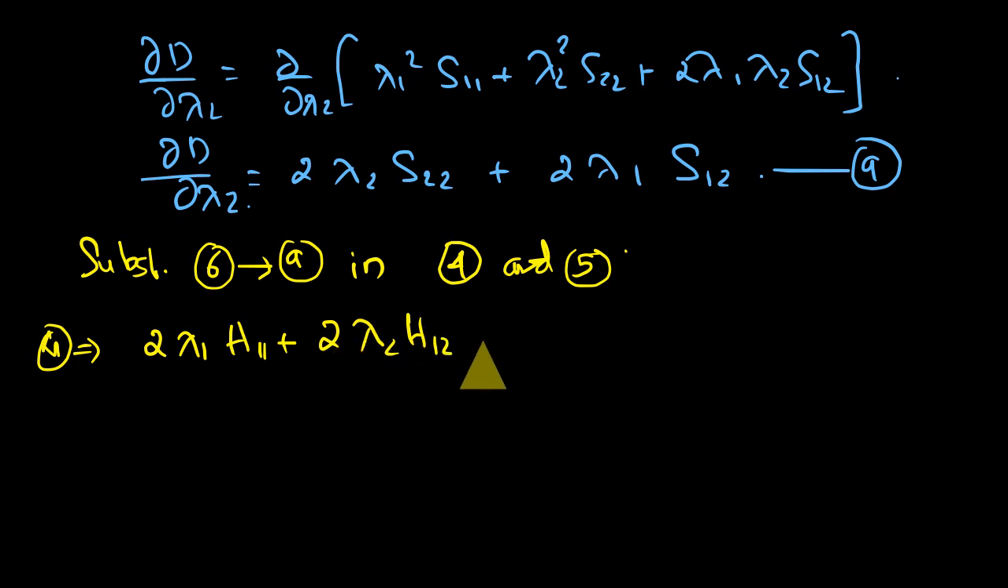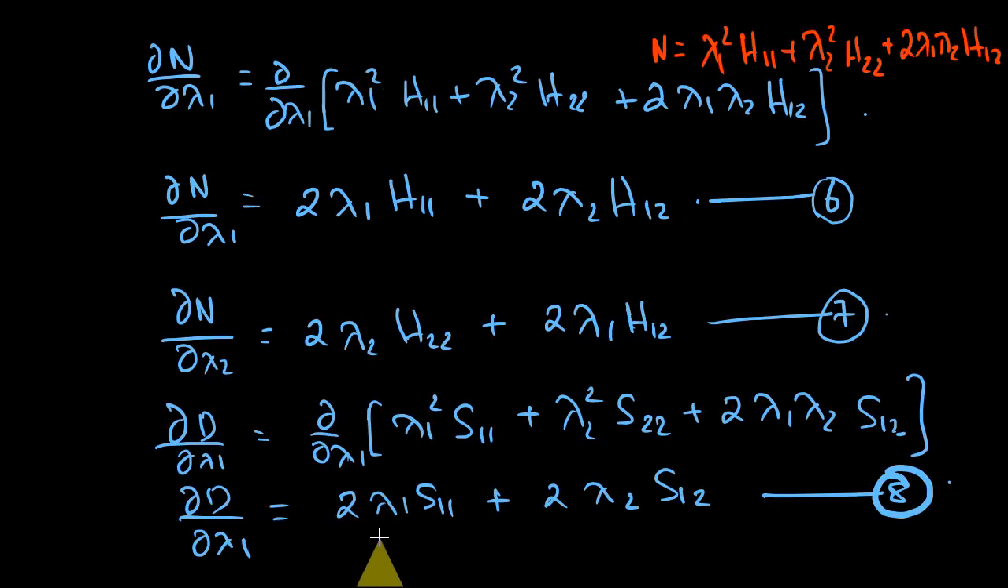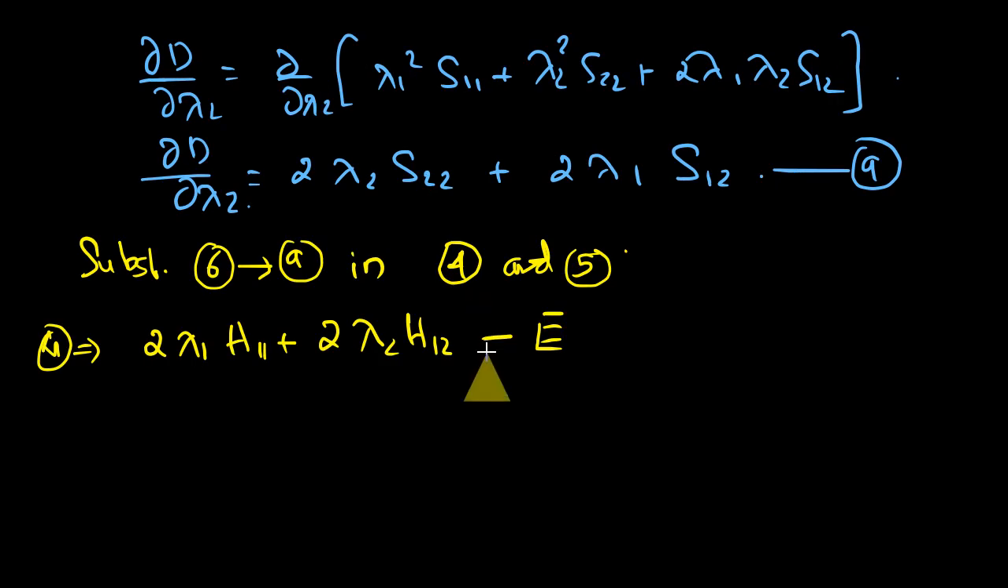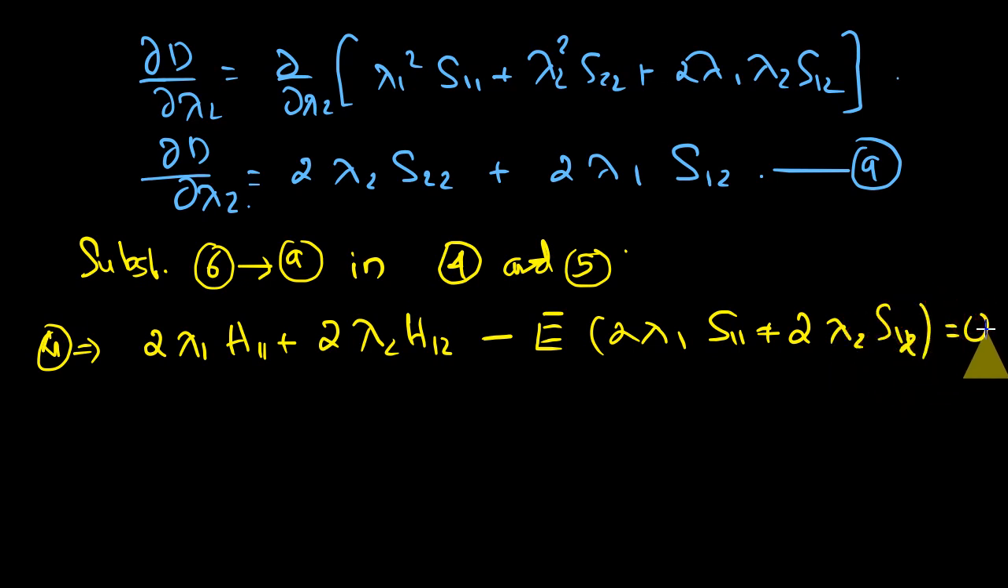Minus n by d, but n by d is nothing but e bar, right, minus n by d into dou d by dou lambda 1. That is in equation number four: dou d by dou lambda 1. We have the expression for dou d by dou lambda 1: 2 lambda 1 s 1 1 plus 2 lambda 2 s 1 2. So let me substitute that. Okay, so minus e bar into 2 lambda 1 s 1 1 plus 2 lambda 2 s 1 2, that is equal to 0. That is what we can get from equation number 4.